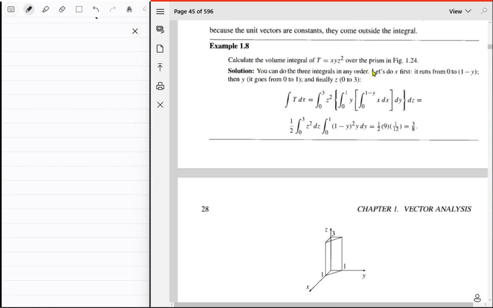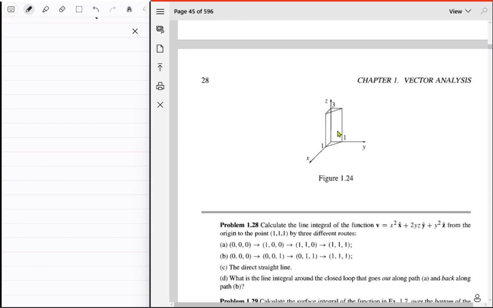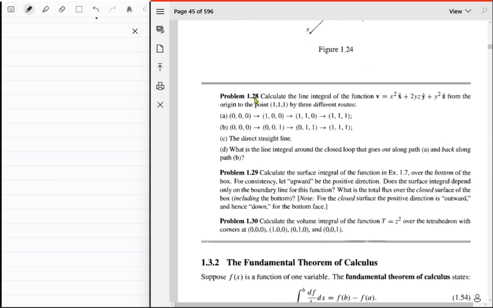Calculate the volume integral of this thing over a prism in figure 1. But once again, an example. I'm not going to do that. Oh, you got a problem now. Calculate the line integral of the function from the origin to the point 1, 1, 1 by three different routes. That straight line, what is it? Whatever. Hey, I guess we should actually figure out what's the curl of this thing, right? Because who knows, it might just be zero. There's no z component at all, so interesting.